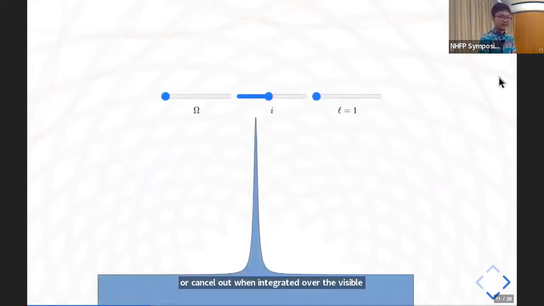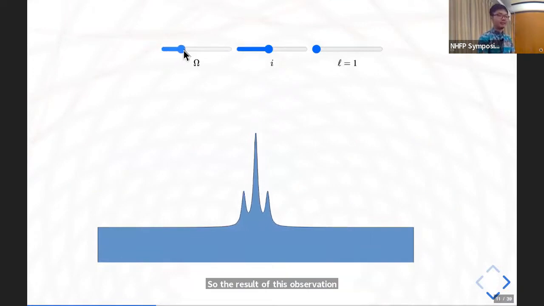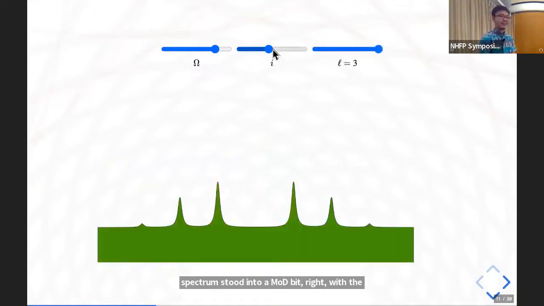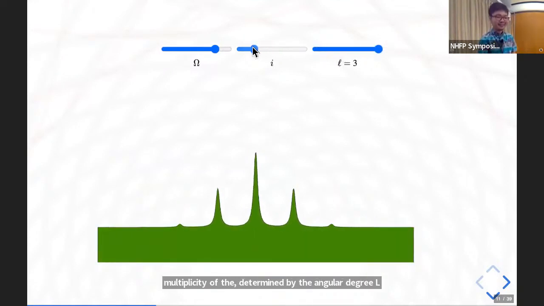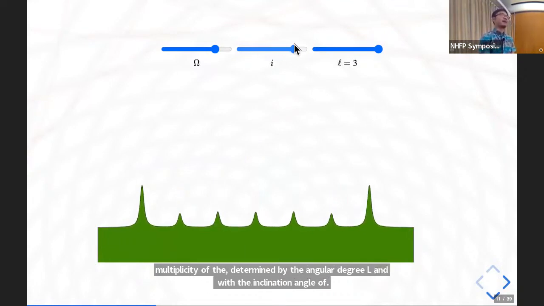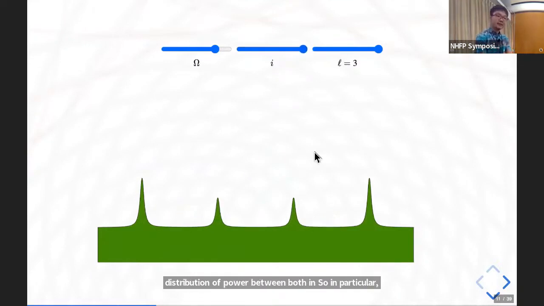So the result of this observationally is that in the presence of rotation, a single mode in the power spectrum is split into multiplets, right? With the multiplicity of the multiplet determined by the angular degree L, and with the inclination angle of the rotational axis relative to the observer determining the distribution of power between modes in the multiplets. So in particular, if we are seeing the star equator on, then each multiplet will have L+1 modes for angular degree L.